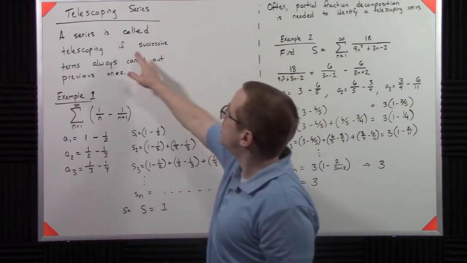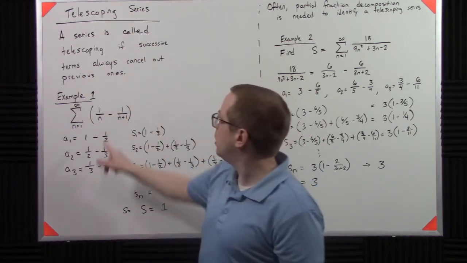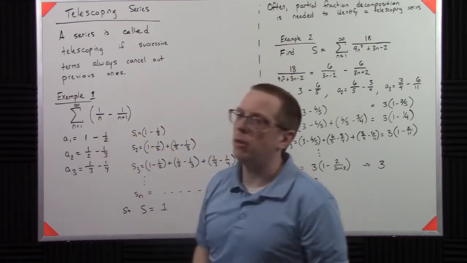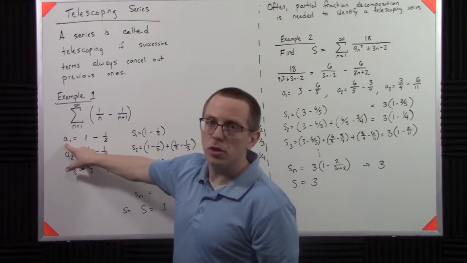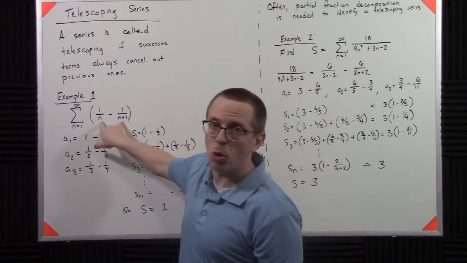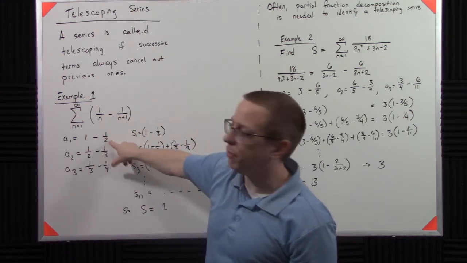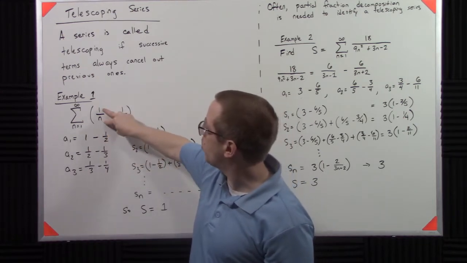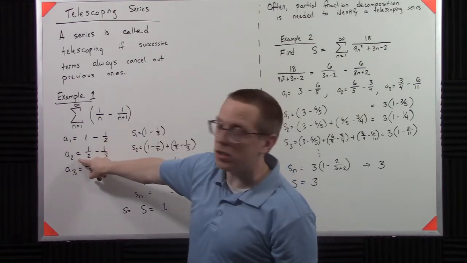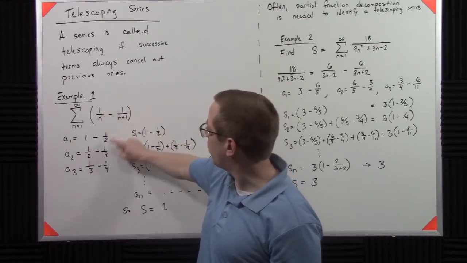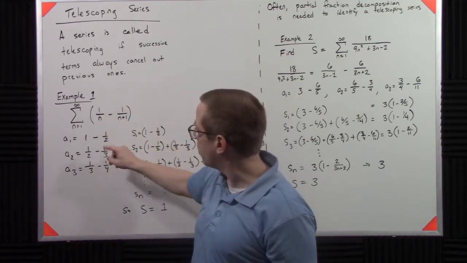We say that it's telescoping if successive terms always cancel out previous ones. A simple example is this: 1 over n minus 1 over n plus 1. If I look at the first term of this sequence, not of the partial sum, but just of this sequence, it's 1 minus 1/2, right? If I plug in n equals 1, I get 1 over 2. Now the second term, when n is 2, it's 1/2 minus 1/3. And the third one is 1/3 minus 1/4.